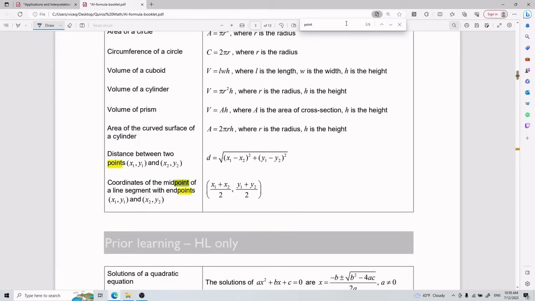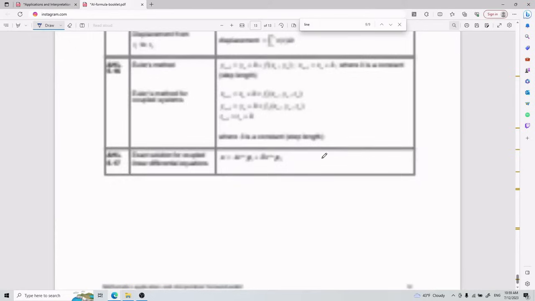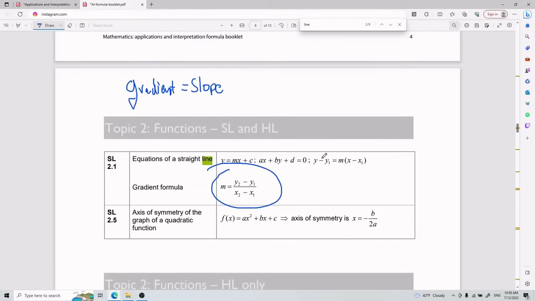Do I have what I need? Distance. Sorry, give me 1 second. Whoops, not my Instagram. Ah, it was in front of me the whole time.